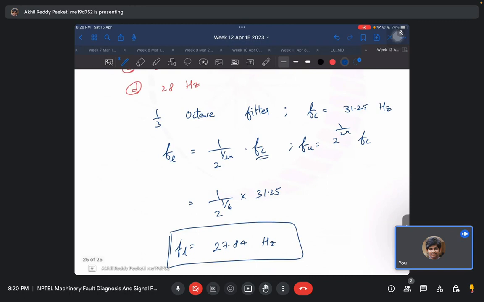The other related formulas we have also discussed in the corresponding week, so you can check there. So this is how you can get the lower frequency from Fc and the upper frequency from Fc. And one more relation is Fc is equal to the square root of Fu into Fl.